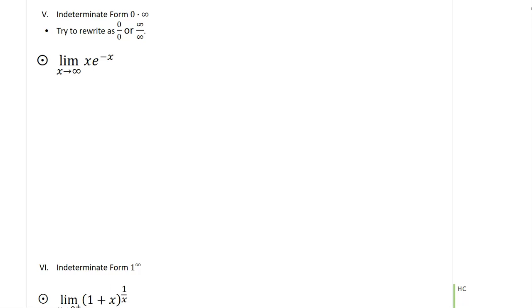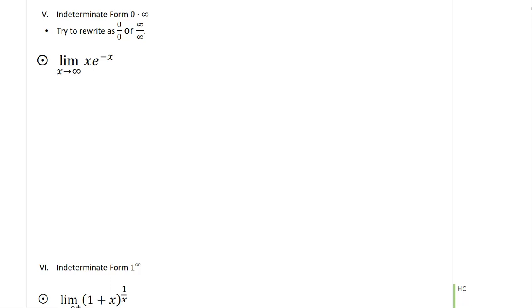In this video, we're going to look at limits involving the remaining indeterminate forms. So the first one is anything that is 0 times infinity. If you can, you want to try to write it as 0 over 0 or infinity over infinity so that you can use L'Hopital's rule.